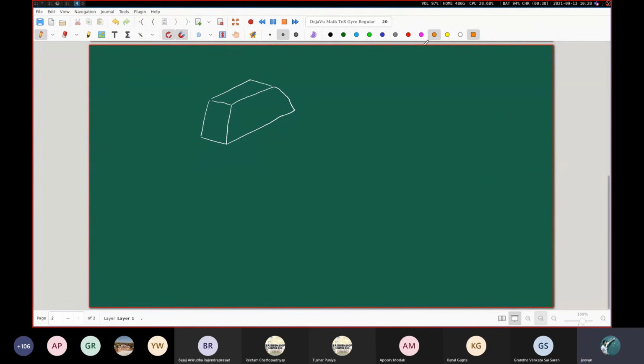Now what is going to happen is that, let me draw this surface at the back. On this back surface, I'm going to see a certain distribution of the normal stress.